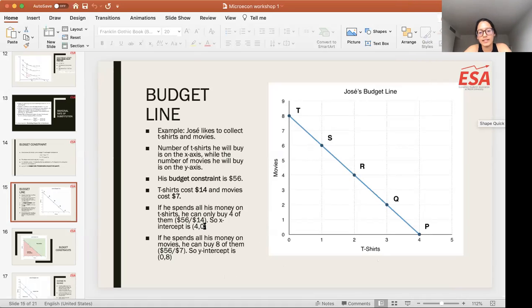So yeah, the x-intercept is (4, 0), because if you spend all your money on t-shirts, you can only buy 4 t-shirts. On the other hand, the y-intercept is (0, 8), because if you spend all your money on movies, you can get 8 movies, which is 56 divided by 7. This is the easiest form of constructing a budget line, which I'm pretty sure they would have asked you in your first problem set, if you've done one already.